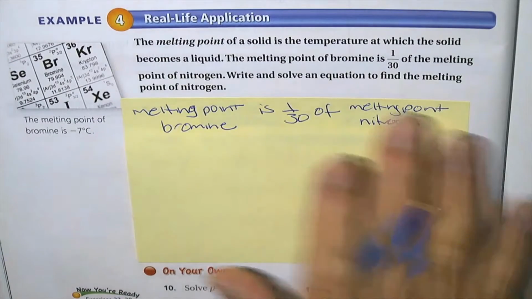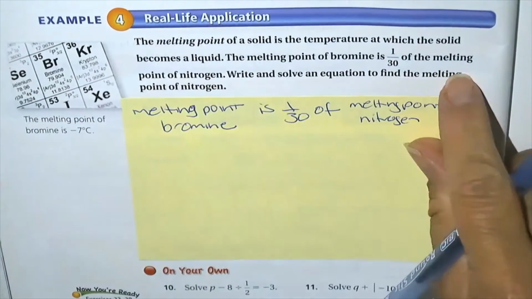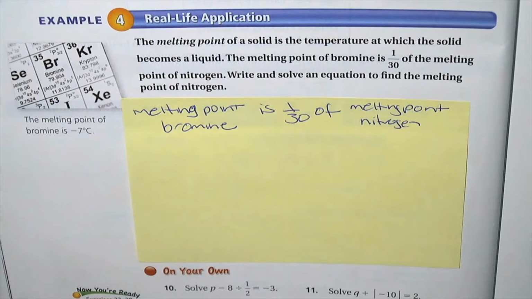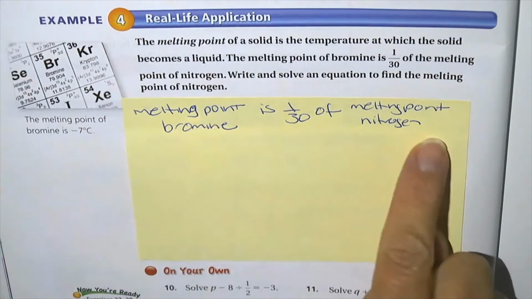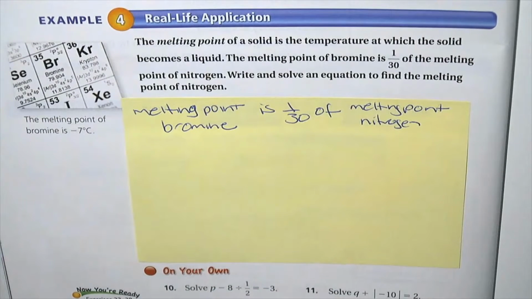Okay, so out of this whole problem, this is the information we need. This is a little bit easier to work with. The melting point of bromine is 1/30 of the melting point of nitrogen. Here's the important information. So now we're going to turn this information into an equation. Let's turn the information into an equation.